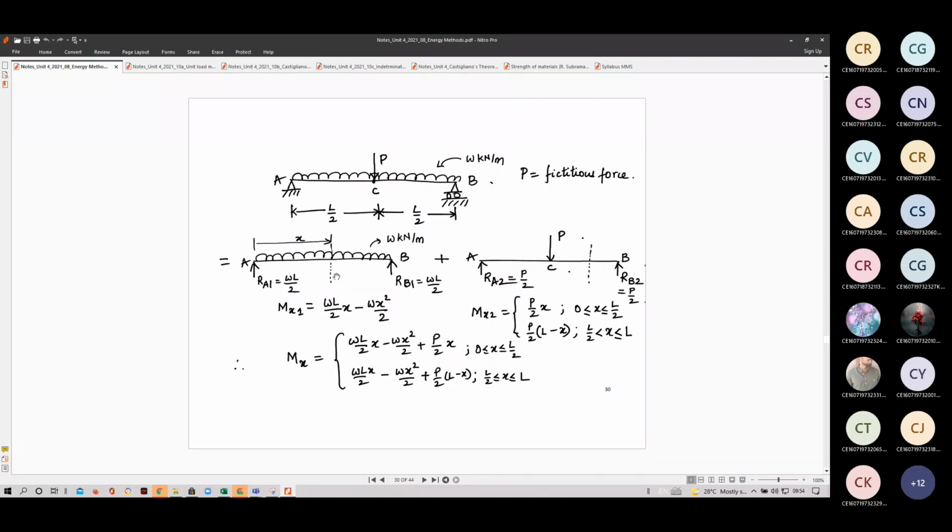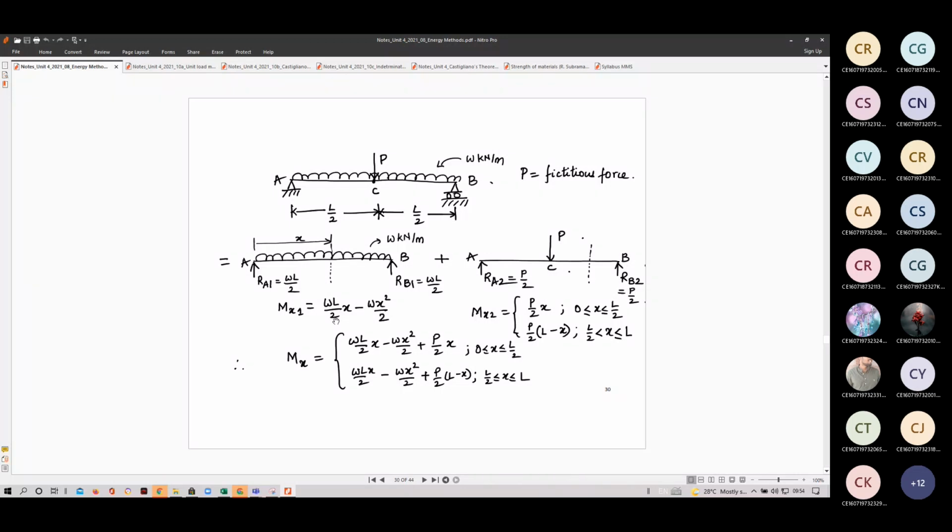Okay, now I need to find the bending moment for this combined case. For the combined case, of course, I can split this into two cases and do a summation. So here the bending moment will have a single expression. Here the bending moment will have two expressions. You need to solve this and find the bending moments.